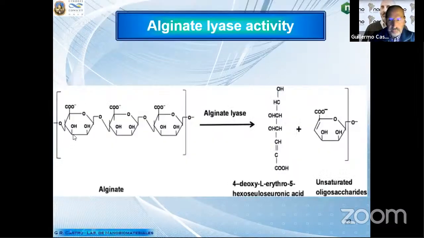Alginate lyase hydrolyzes alginate and produces two different molecules: unsaturated oligosaccharides, and this one that contains a double link that can react in aqueous phase. So the polymer will be totally disrupted, and later will release the content of the nanoparticle.